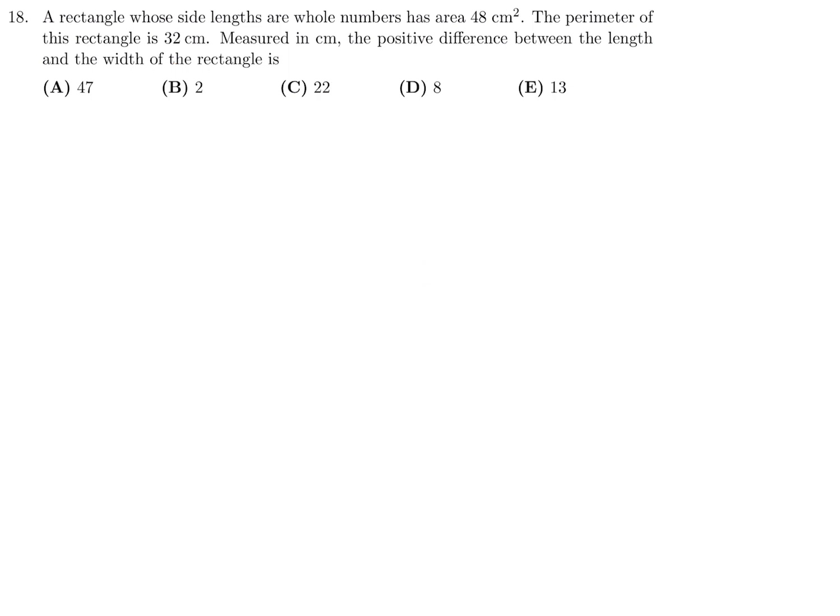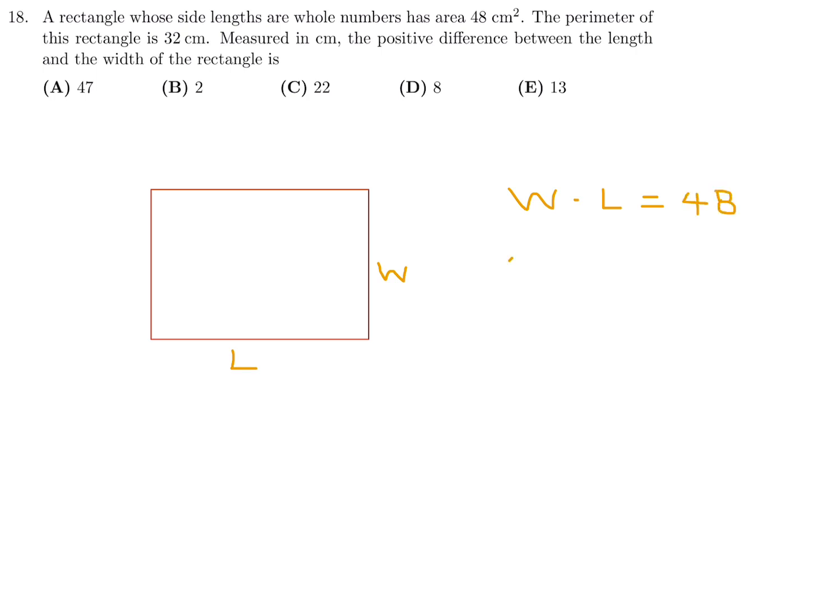A rectangle whose side lengths are whole numbers has an area of 48. The perimeter of this rectangle is 32. Measured in centimeters, the positive difference between the length and the width of the rectangle is. Let's draw a rectangle. And they're saying we have the length and width as follows, where you multiply the length and the width to get the area, of course, that gives you 48, right? And then they tell me the perimeter, which would be 2L plus 2W, is 32. And then they want us to figure out what is the length and the width, and then obviously take the positive difference. Okay, no problem.